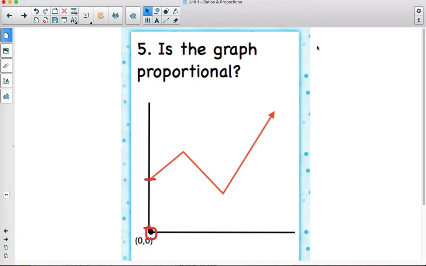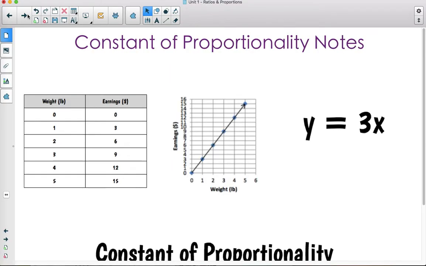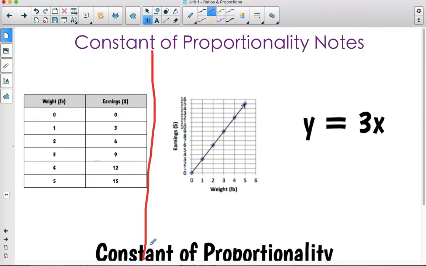So we're going to go ahead and go on to our notes. We're going to take out this foldable that we were given, and we're going to fill in just the middle section today. We're going to fill in the section that has the graph in it, and we're going to talk about how to find the constant of proportionality after determining that it does have a proportional relationship.